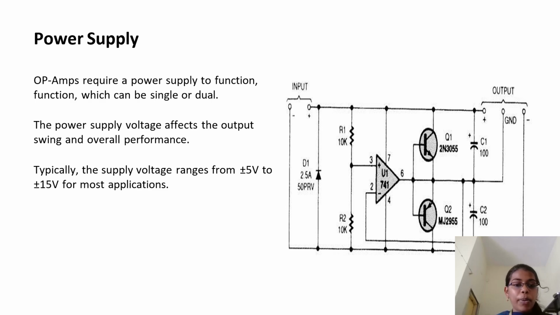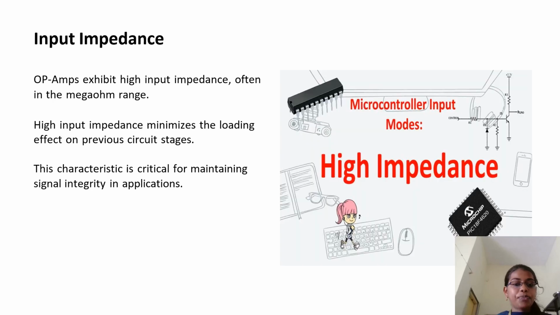Power supply. An op amp requires a power supply to function, which can be single or dual. The power supply voltage affects the output swing and overall performance. Typically, the supply voltage ranges from plus or minus 5 volts to plus or minus 15 volts for most applications.